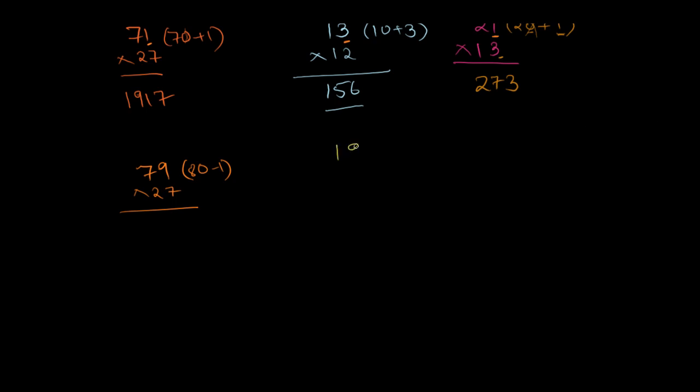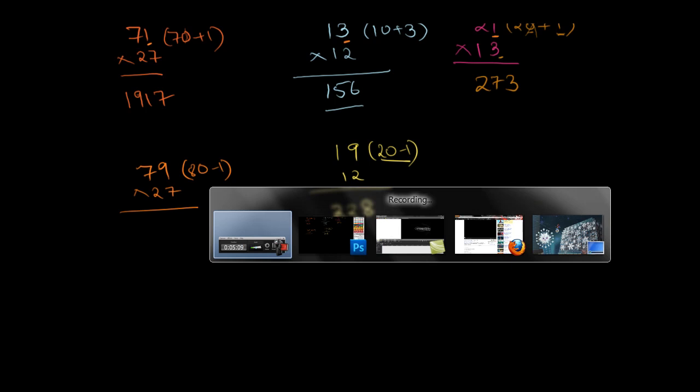Let me do 19 times 12. This time instead of 13, I've taken 19. Let me do 20 minus 1 here. And you could do all this in your head. You need not write anything that I've written here. Alright, let me do 20 times 12, which is 240 minus 12. 240 minus 10 is 230 minus 2 is 228. 228, right. And let me cross-check it with a calculator.